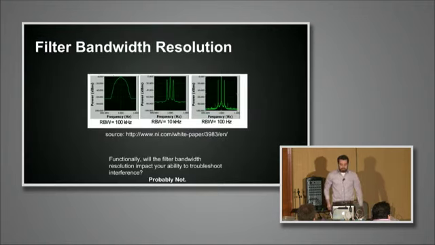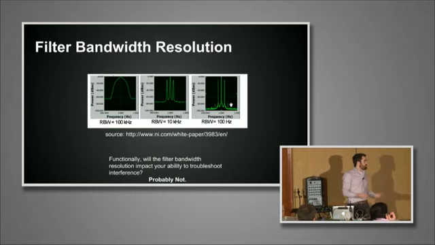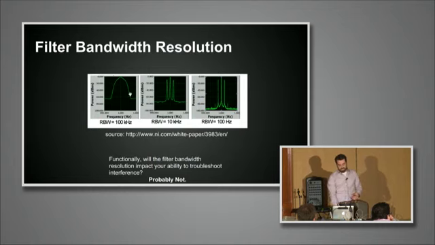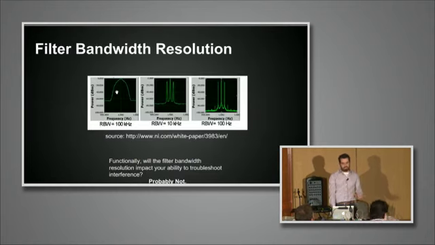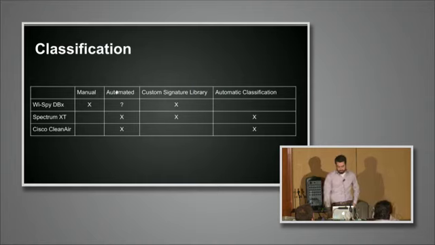Okay, but you can see that if you look right here, there are 3 transmissions. But as you have wider resolution bandwidth, it starts making them look wider, and in some cases, if you have too large of a resolution bandwidth, it just merges them all together. It's kind of the same thing as a blurry photo.